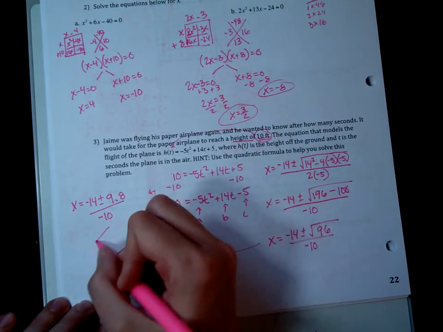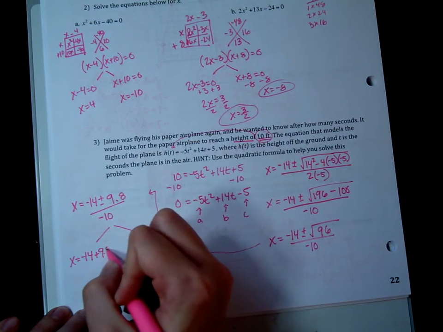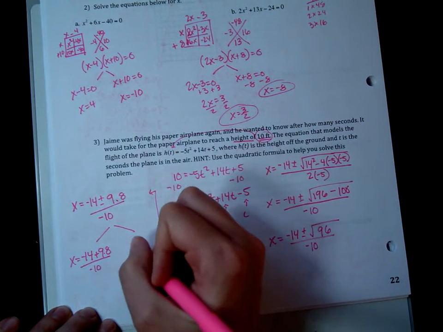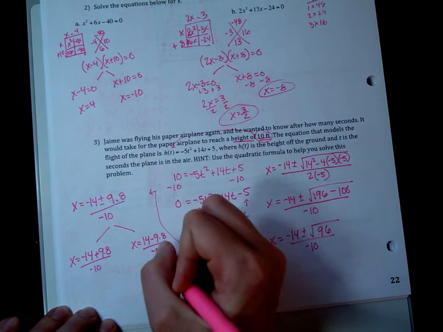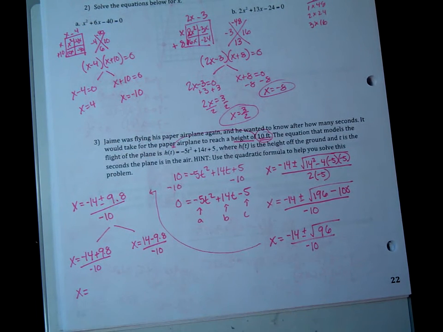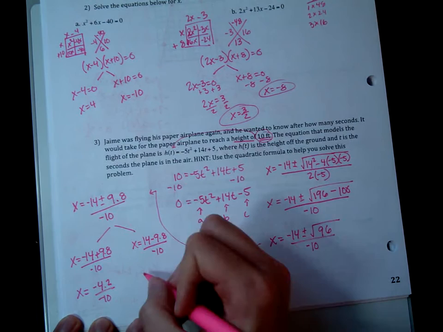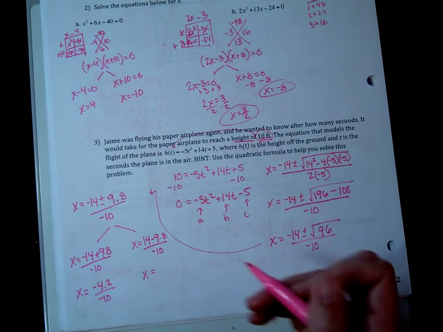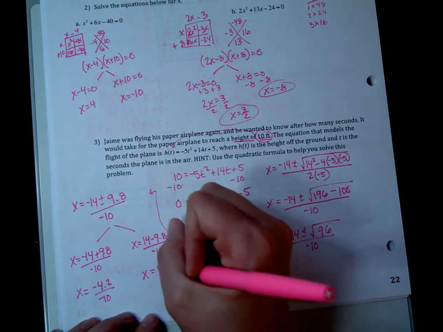Now we can split it into two problems. X equals negative 14 plus 9.8 divided by negative 10, or x equals negative 14 minus 9.8 divided by negative 10. For negative 14 plus 9.8 is negative 4.2. Negative 14 minus 9.8 is negative 23.8.